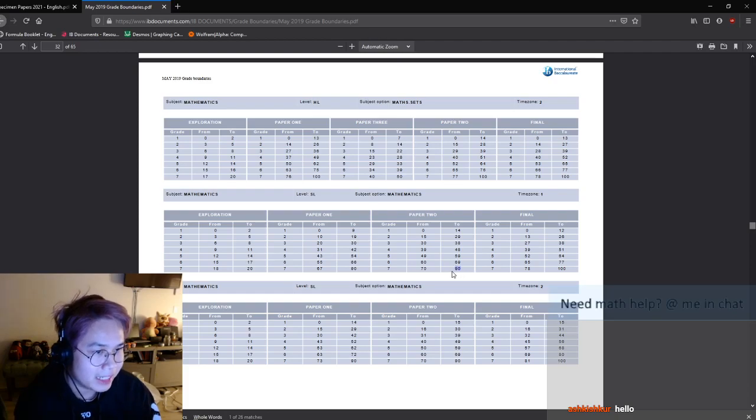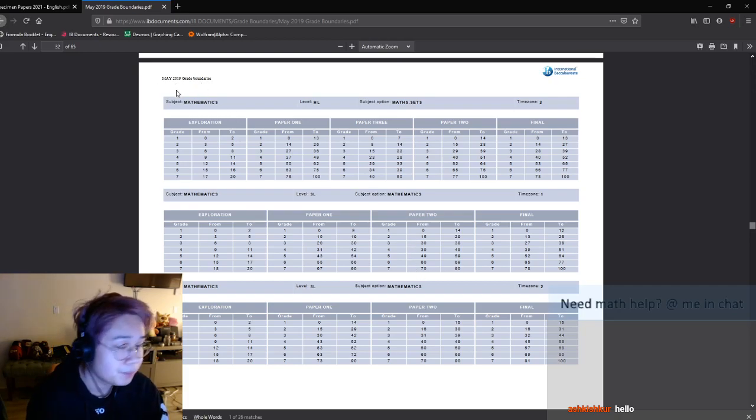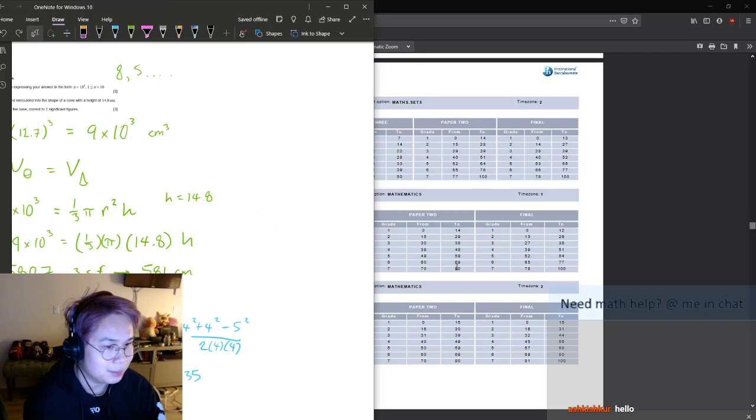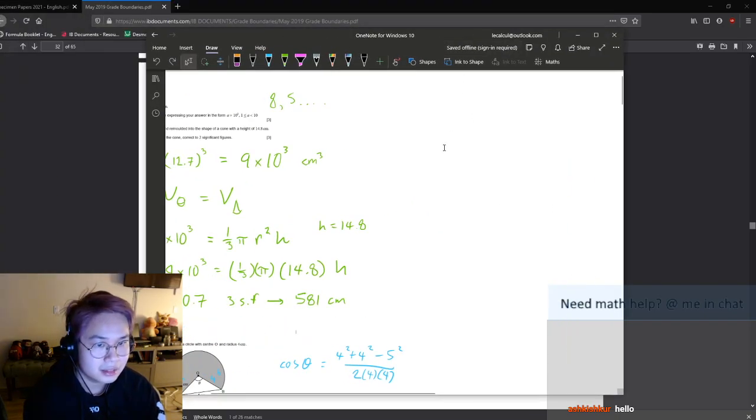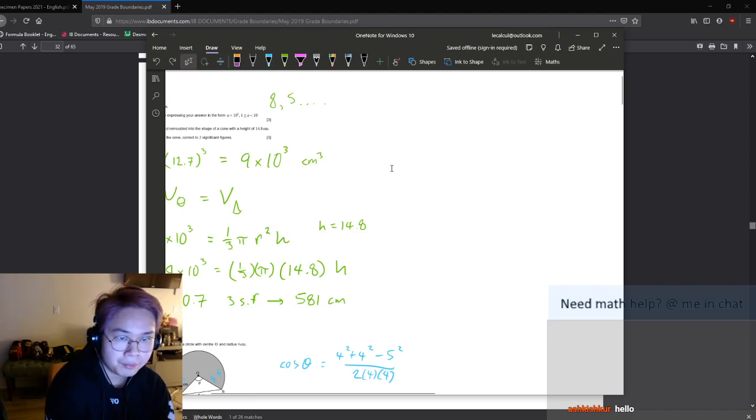Wait, marks are out of 90. Oh, and this is different. Oh, this is the old curriculum. But, so I think the old curriculum was out of 90 marks. Point is, I'm really close to the upper boundary of a 7. Not bad, considering how much I hate calculator stuff.